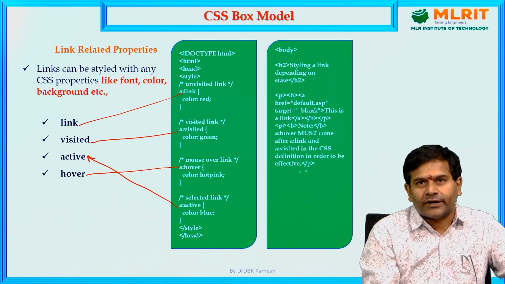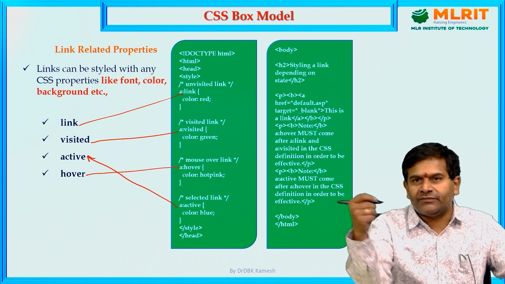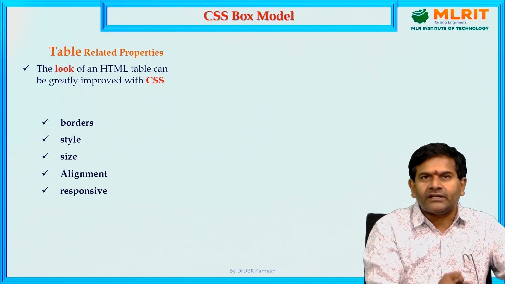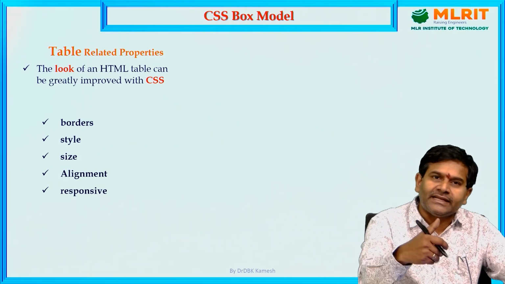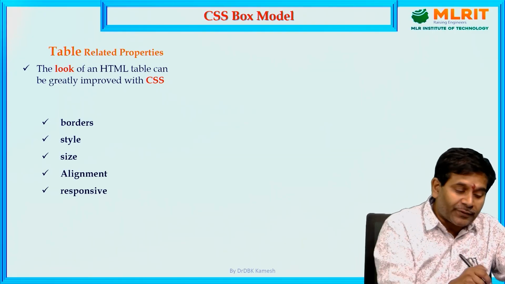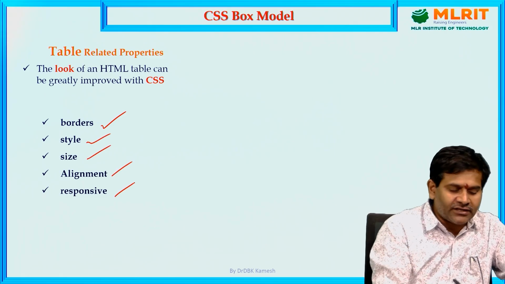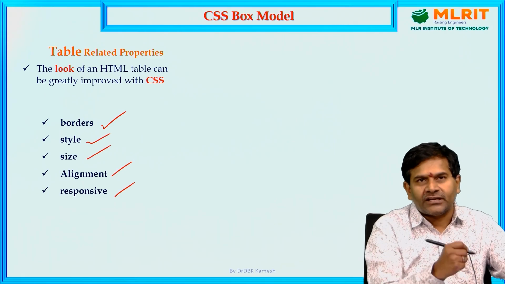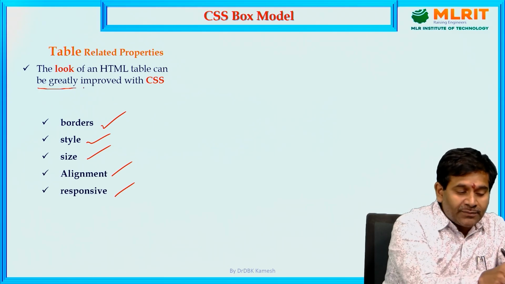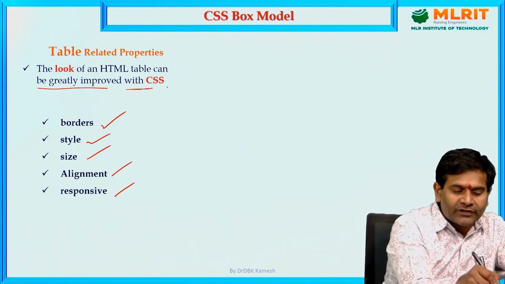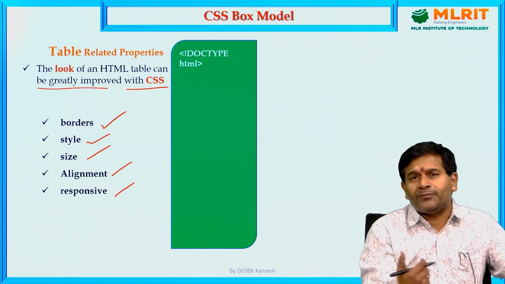So inside the body, once you can apply any web page, then automatically which comes like the whatever we have. So here table related properties. Previous one is link related. Now table related properties. One is border. Another one is style, size, alignment and responsive. So here we are used in that look of an HTML table can be greatly improved with CSS. Looks like so. Then these are the examples of a box model.